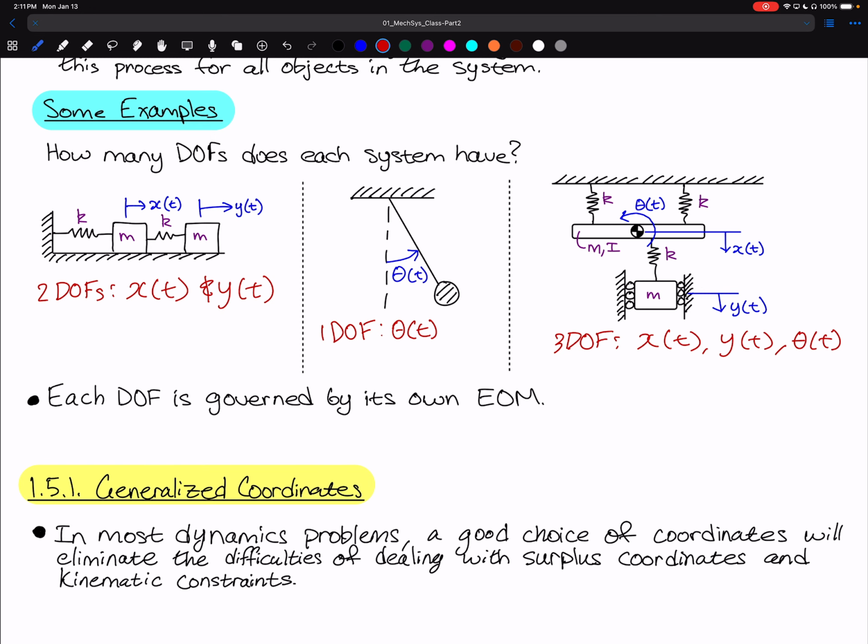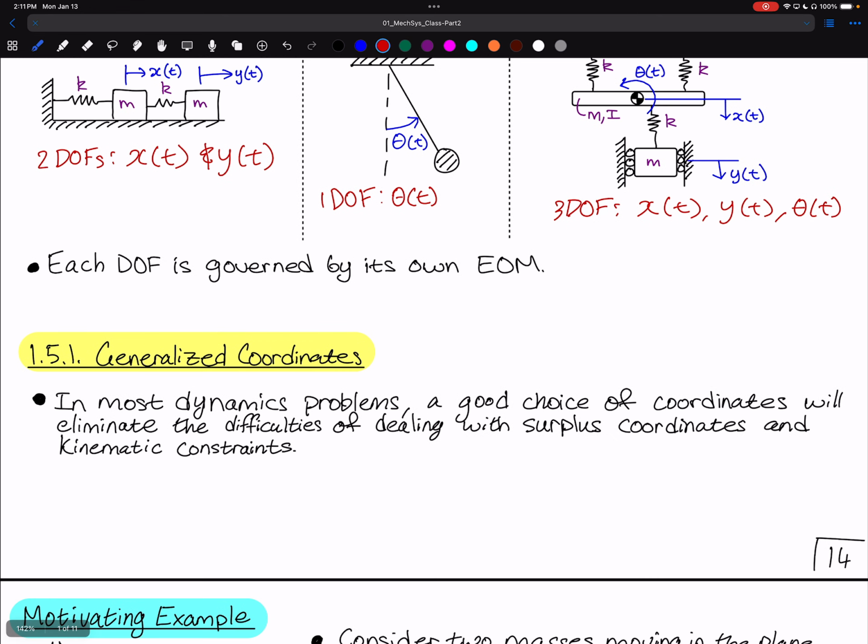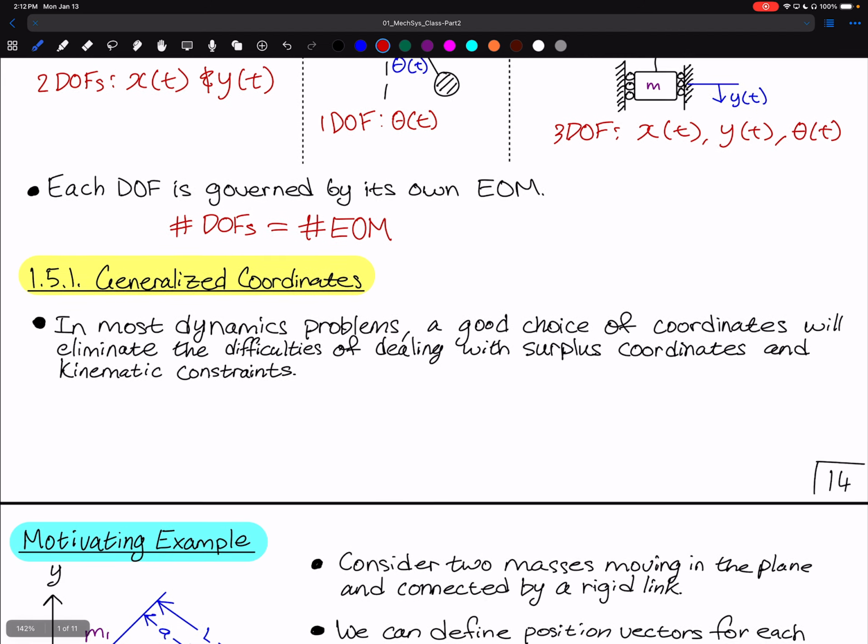Okay, so in general, the number of degrees of freedom is going to be equal to the number of equations of motion. Your notes have an error that says each degree of freedom is governed by its own equation of motion, and that just means that the number of DOFs is simply equal to the number of equations of motion. This is always true. Of course, that takes into account kinematic constraints. So the number of coordinates you choose to use to describe the motion of the system may be larger than the number of degrees of freedom, and that's where these constraints come into play, or geometric relationships, we can say.